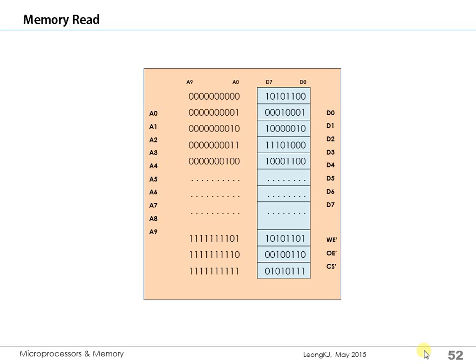Let's understand how data are read from the memory. The location to fetch the data is specified at the address lines. The memory chip is prepared for memory read via the signal at the control lines. The location is accessed and the data is sent to the data lines.